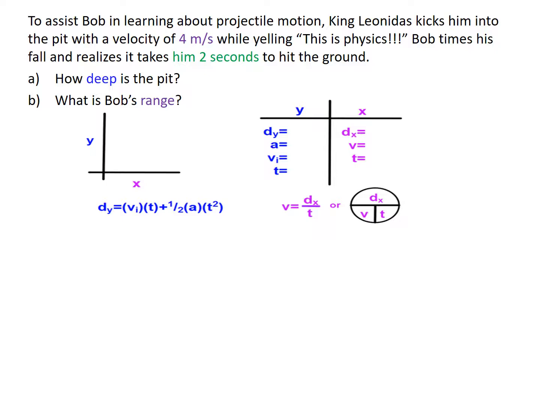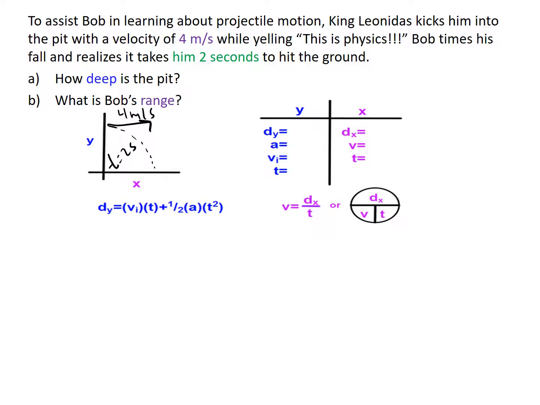Okay, so you can pause the video again, try to do this by yourself first, and then you can see how I solve it. So first of all, when we have a problem like this, we have to draw our projectile, our trajectory. So first of all, when he threw him and he said this is physics, he threw him at 4 meters per second horizontally, and that took 2 seconds for it to happen.